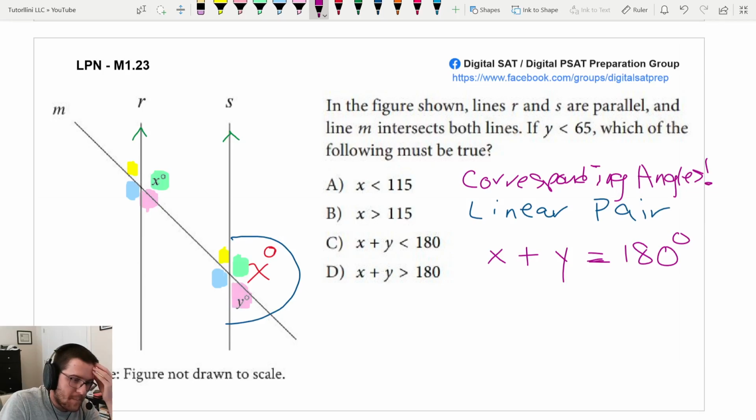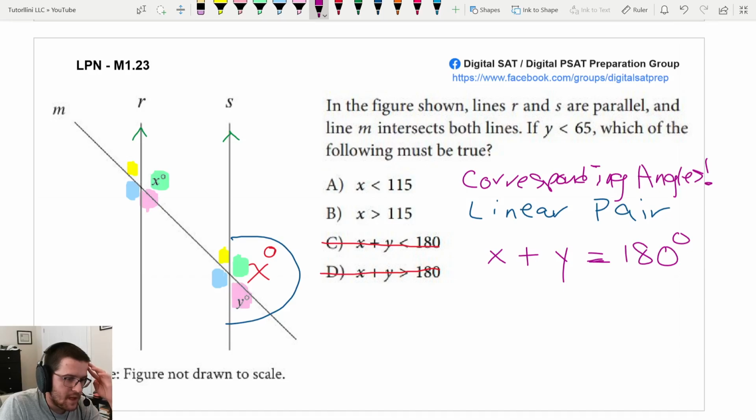So you see, if Y is 65, if you plugged that in, you would get 180 minus 65. You would get X is 115. So you kind of see, okay, C and D are not true. X plus Y equals 180. It's not less than or greater than 180. So these are wrong. And you see it kind of makes sense where the 115 is coming from, because 115 plus 65 is 180. So that seems to make sense. So now we just have to figure out if it's X is less than or if it's X is greater than.